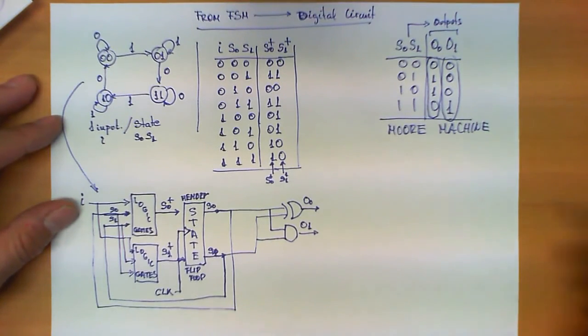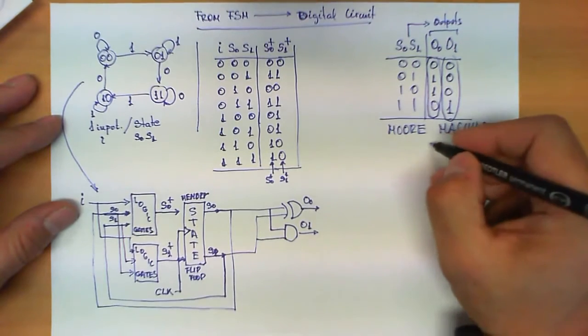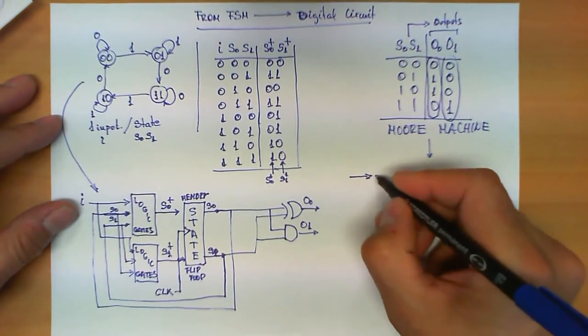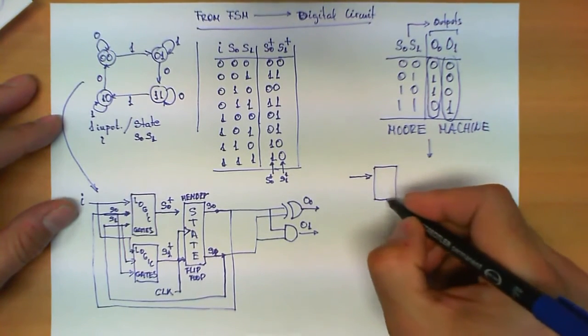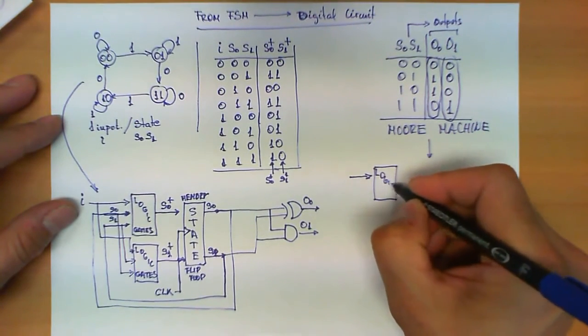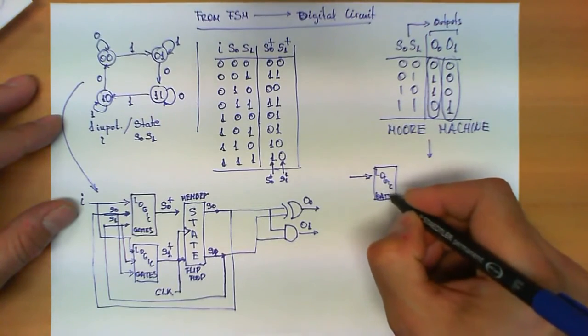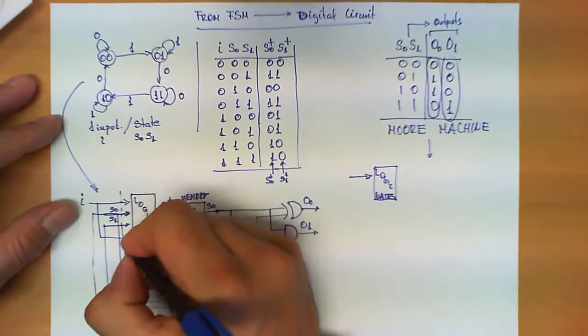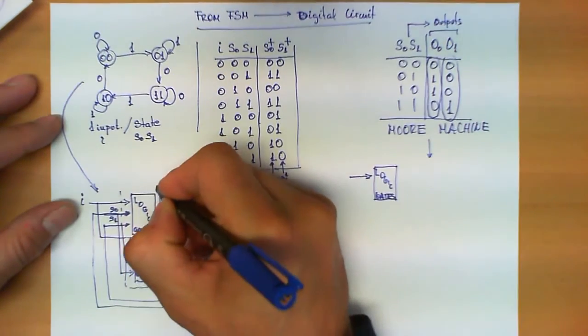So another way of looking at this diagram is the following. In general, for a Moore machine, what we're going to have is the inputs going into a set of logic gates, and by this box now I'm lumping together these two. In other words, this would be the block named now logic gates.